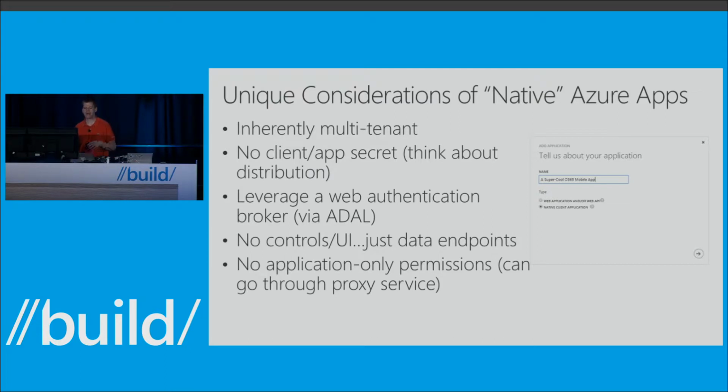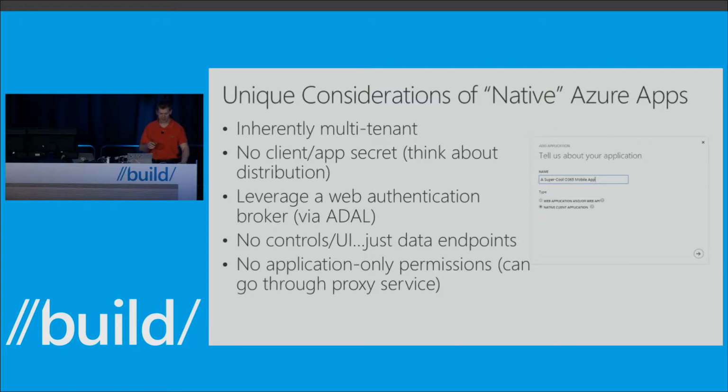No client app, or there's no secret. So if you've worked with OAuth before, a lot of times you have an app ID and an app secret, and you use that in this little dance, this OAuth flow, in order to get an access token. You don't have the concept of a secret, and it's actually for a good reason.